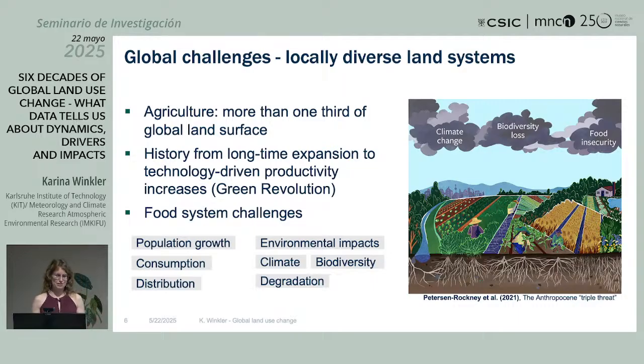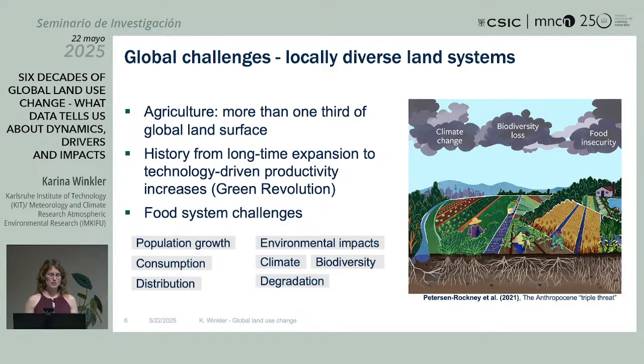The main challenges are, of course, the global growth of the population, but not only this, it's also the consumption patterns that change within this demographic change and development. We produce more than enough food for feeding all people, but this food is not distributed well. There's a lot of power relations and unequal distribution involved in it.